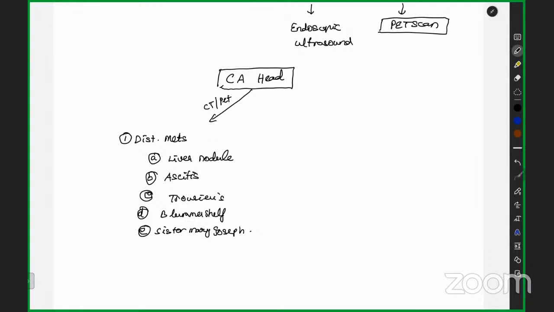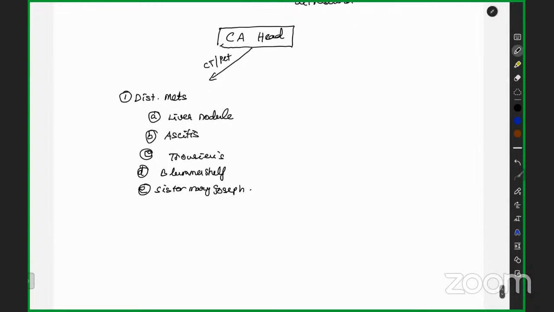I'll tell you, but now I'm not going to explain without your requirement because we have very limited time. I want to make this a very short video so that you can quickly revise whenever you are finding time. Okay, so this is going to be the first important finding which we are looking for in the CT and PET scan.